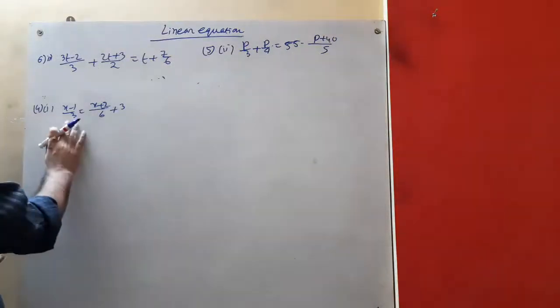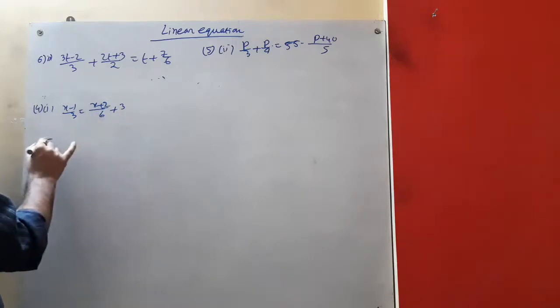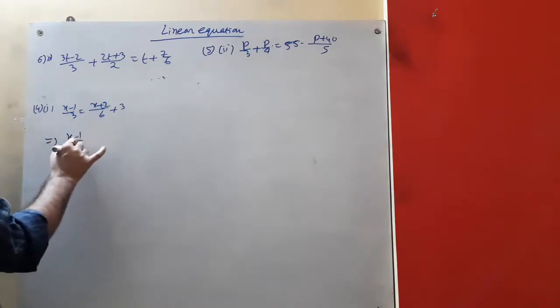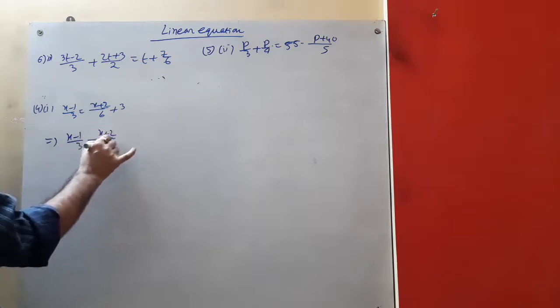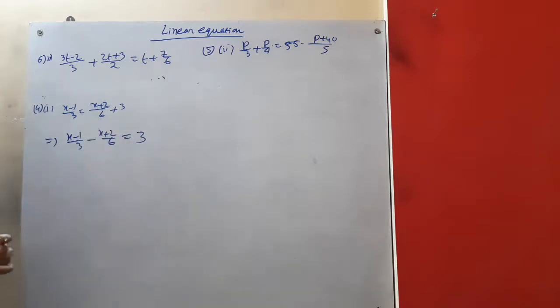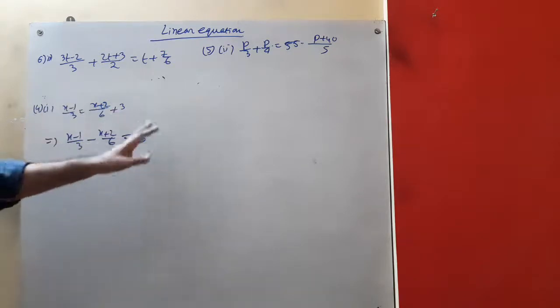Look, this is 1, 2, 3. So what we will do: (x minus 1)/3 minus (x plus 2)/6 equal to 3. Why are we doing this? All variables are on the same side and the constant is on the other side.